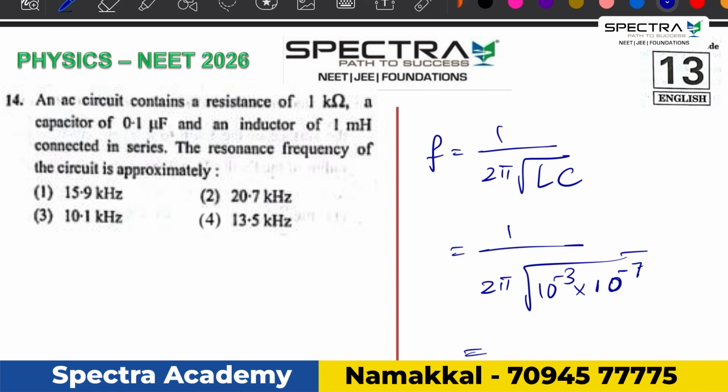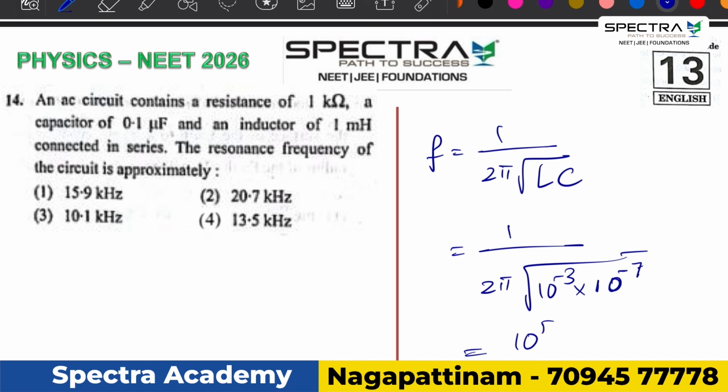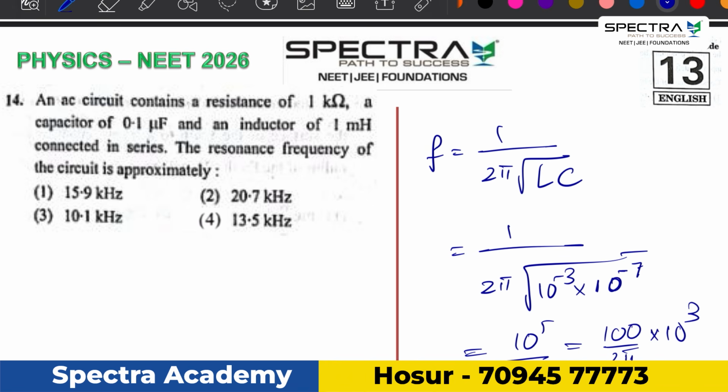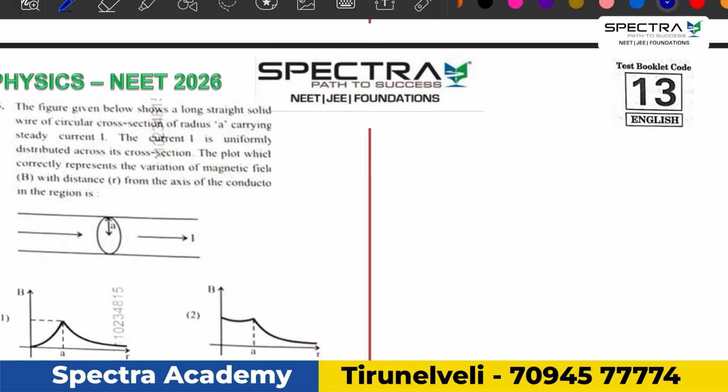So here 10 power 10 will be coming, right? 10 power 10 root 10 power minus 5, 10 power 5 will be coming on the numerator by 2 pi. So kilo is the, so I'm just taking 100 divided by 2 pi into 10 power 3. 100 by 6 approximately close to 15 point something. So option 1 will be the right answer. Option 1. Okay.